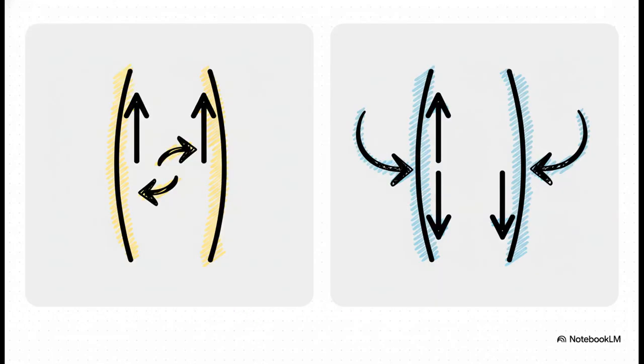And what happens is, once again, surprisingly simple. If the currents in the wires are flowing in the same direction, we call that parallel, the wires actually pull towards each other, they attract. And if the currents are flowing in opposite directions, anti-parallel, they push each other away, they repel. It's this unseen magnetic force, all based just on which way the current is going.